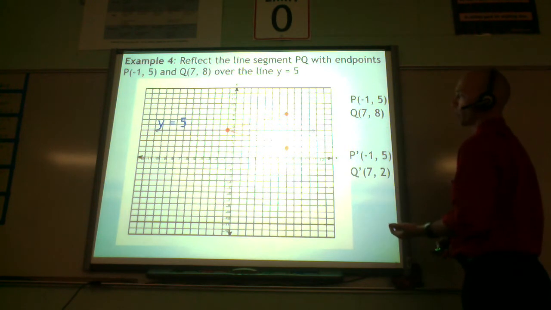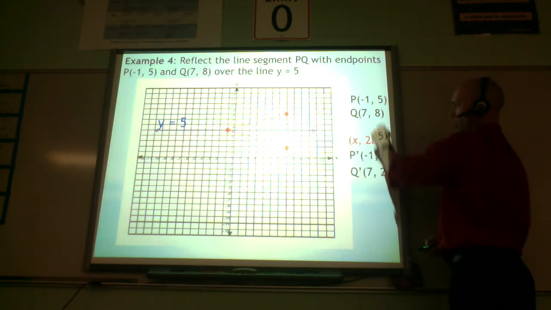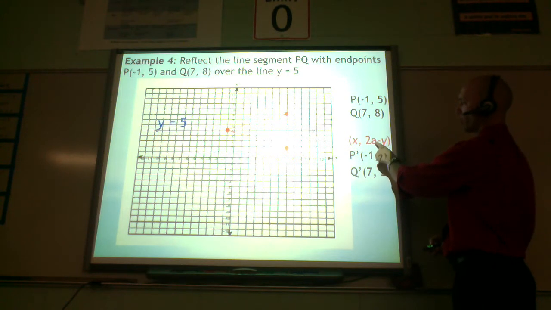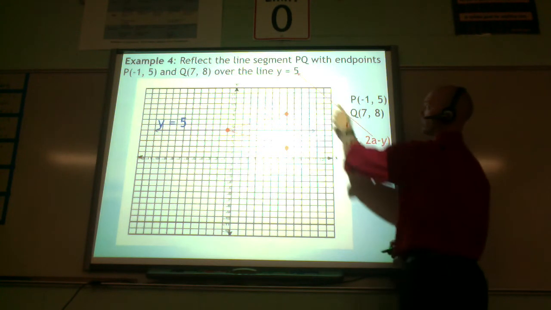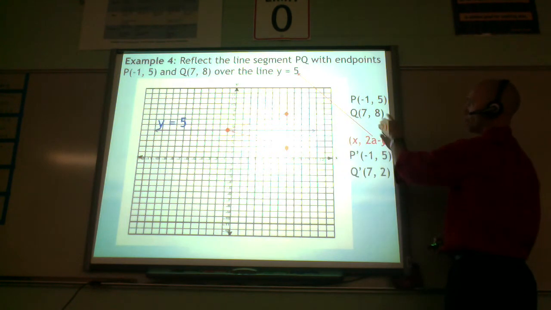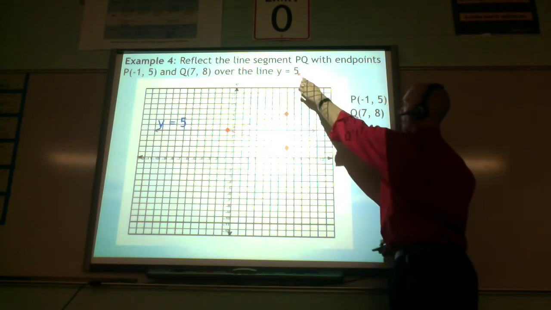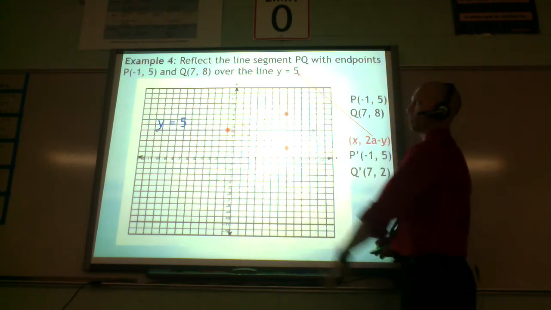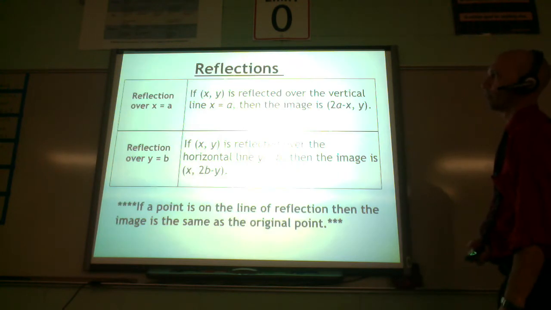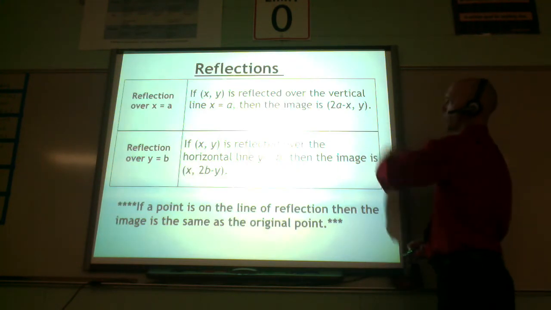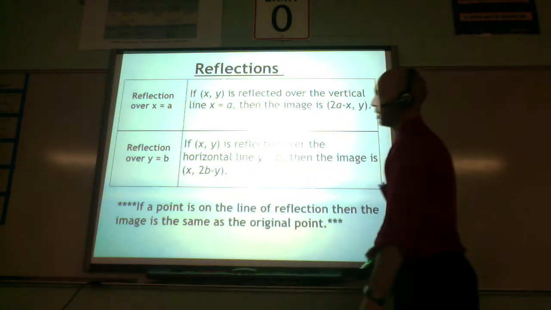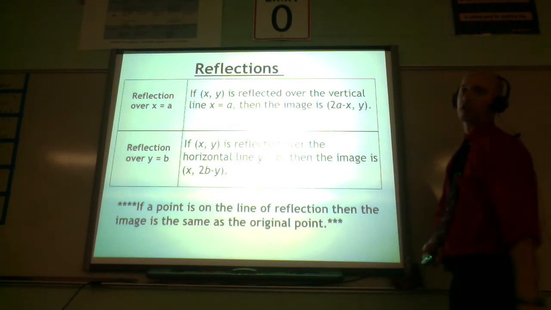And it's the same formula, but instead of doing the a and the x, it's going to be the y. So the x value stays the same. To get my y value, though, it's 2 times your a value minus your y. So 2 times 5, and then minus 8. 2 times 5 is 10, minus 8 is 2. It'd be much easier for you guys, truthfully, just to move and count. You don't have to worry about a formula. But here they are. 2a minus x, comma y, and x, comma 2b minus y. These are the two you're filling in. And remember, if the point is on the line of reflection, it stays the same, nothing changes.